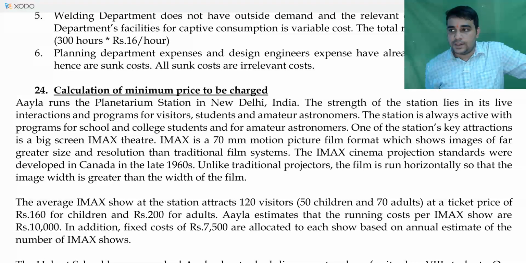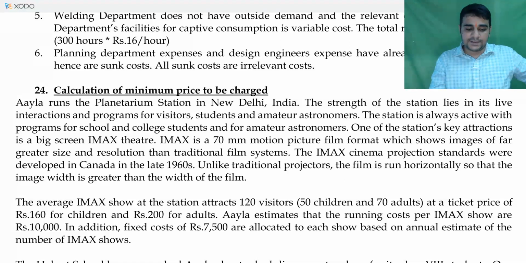One answer I've got is 12,000. Can you tell me the calculation for 12,000? Total ticket price minus the running cost, 12,000. Okay, any other answer? 10,000. Okay, 10,000, which is the running cost. Any other answer? One is 10,000, one is 12,000. Someone else had an answer.